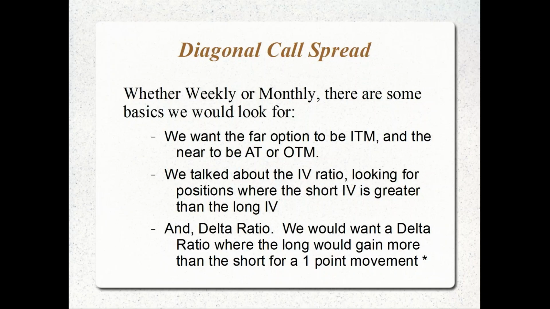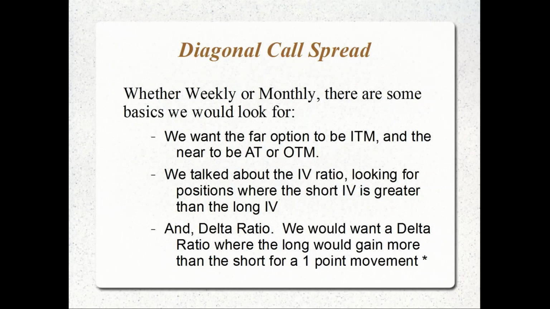But when we're talking about calendars on a neutral to bullish or neutral to bearish position, I do want to see a delta ratio where the long call is going to gain more than the short for a 1-point movement. Okay? So we want our delta ratio to be around 1.5, greater than 1.5 or 1.6. So if the stock gains 1 point, our long option in theory will gain 50 to 60% more than we might be giving back on the short option as we evaluate liquidation.